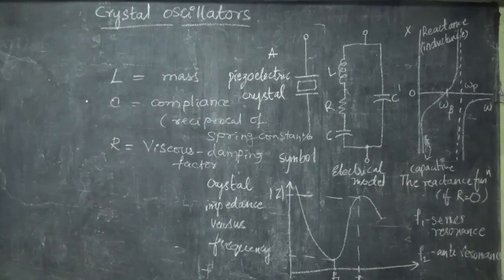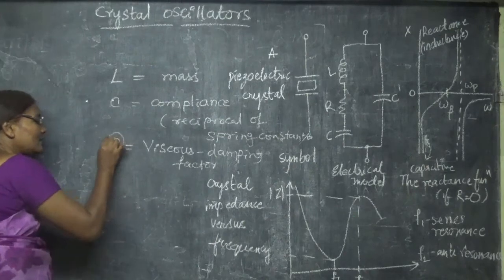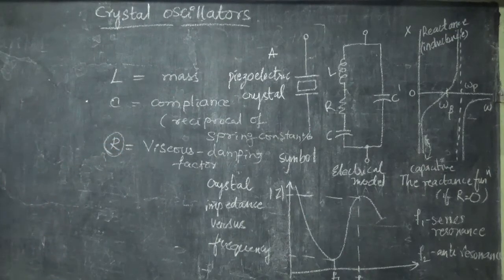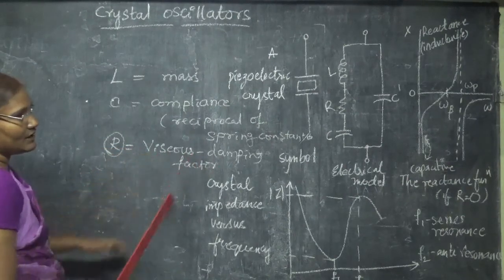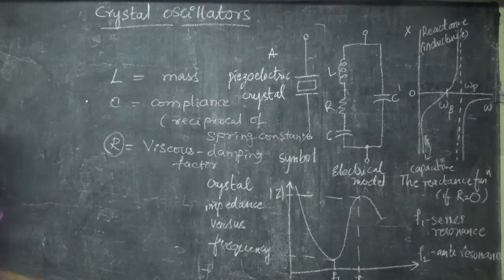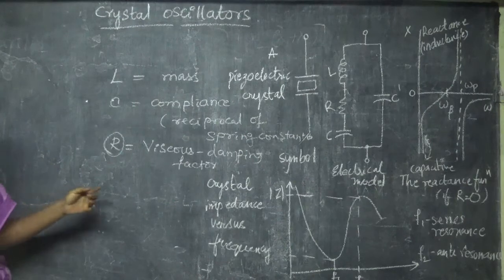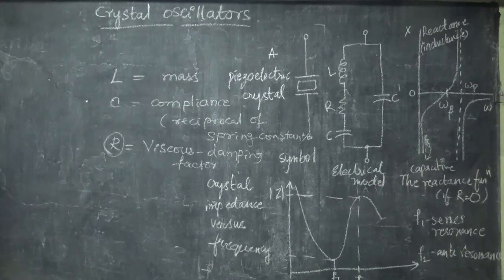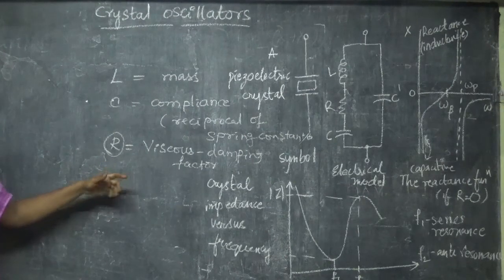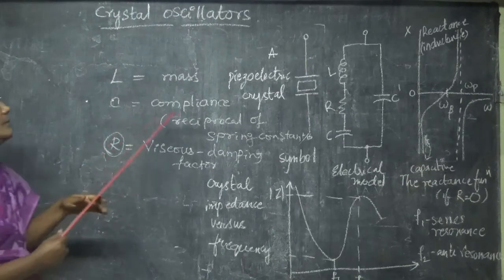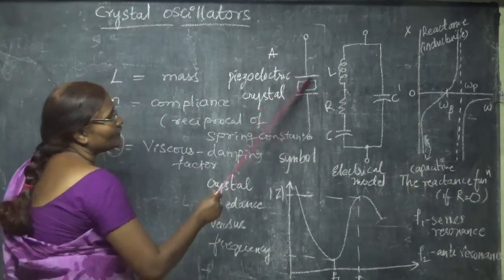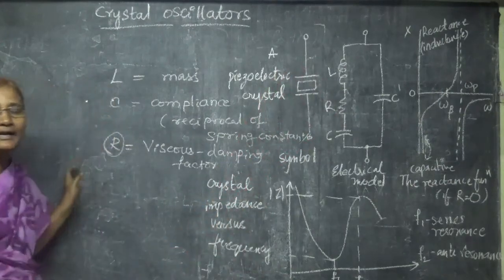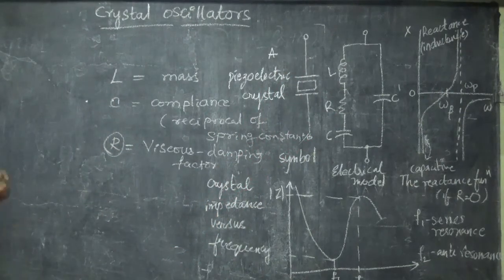So R will represent the losses of the crystal, and it is also called crystal structural friction. These are the elements with which we can represent the equivalent circuit of a crystal. Now what can we observe here?